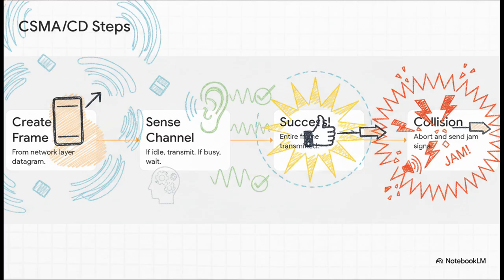But step 4 is the critical part. If you are talking and suddenly you hear someone else start talking over you, well, that's a collision. You both immediately stop, abort your transmission, and blast out a short jam signal. That jam signal basically yells, hey, the channel is corrupted, so everyone else on the wire knows to back off.